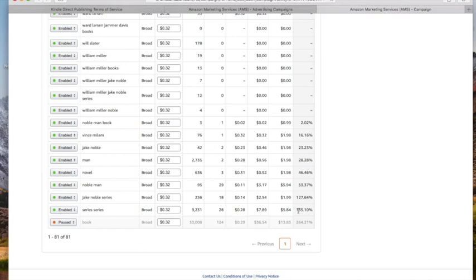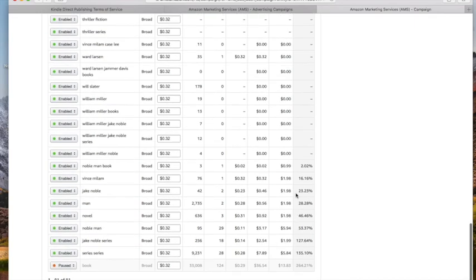Series 150 on my ACOS tends to be my cutoff. When I get to 150, I'm like, man, now I'm spending way more than I'm making, and I'm no longer comfortable with that. The rest of these are at 135, 127. I'm okay with losing a little bit on that. Let that run.